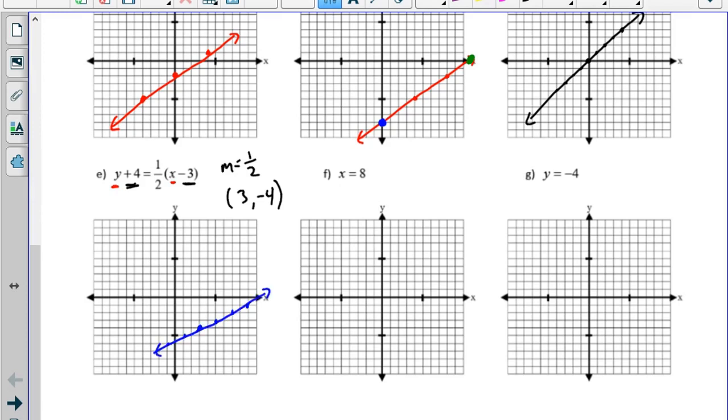And graph the line. x equals 8 is a vertical line at 8, and y equals -4 is a horizontal line at -4.